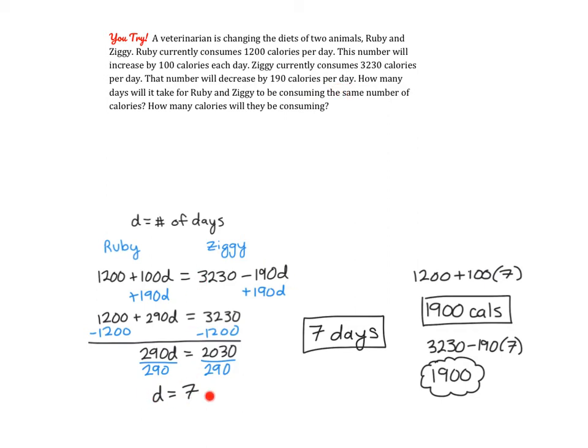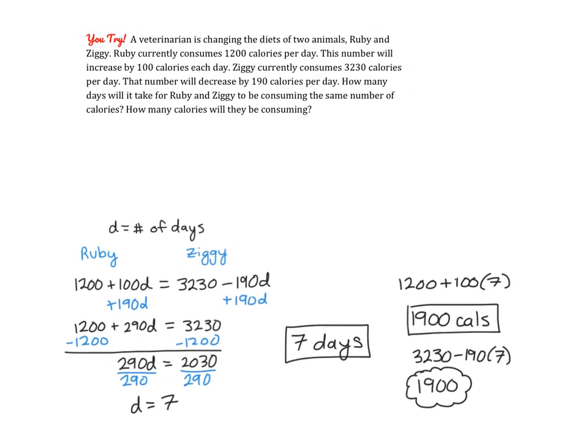If you solve for D, you should get D equals 7. So that's how many days, and they also ask how many calories will they be consuming. So we're going to take 7 and we can substitute it into either side to see how many calories they're consuming. So here, if you see, I substituted into the side from Ruby, and we get 1,900. And just to double check, I tried it on the side for Ziggy, and I got the same answer, which confirms that our work is correct.